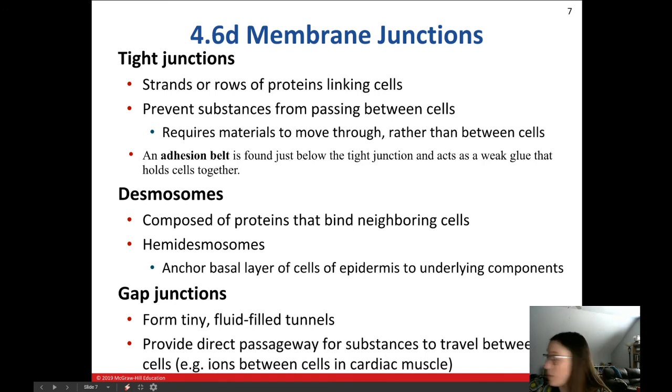And we talked a little bit about our cardiac muscle and the specialized things that we found in cardiac muscle. We talked about the intercalated discs. And the intercalated discs are actually made of both desmosomes and gap junctions. And we'll talk in more detail about that in 169 when we get to the cardiac chapter.